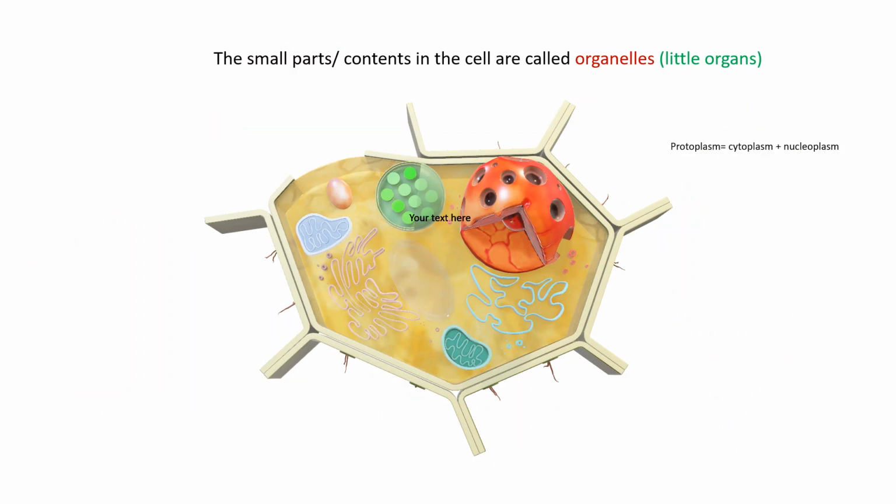The small parts or contents in the cell are called organelles. In this image, you can see that there is a plant cell, and it is covered by or contained within a membrane, which is called a wall or a cell wall. Then the most prominent structure is the nucleus, and here you can see a green structure, and that is the chloroplast, which gives green color to the plant and it makes food for it.